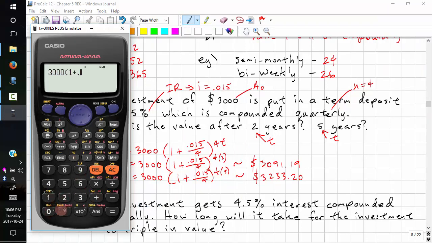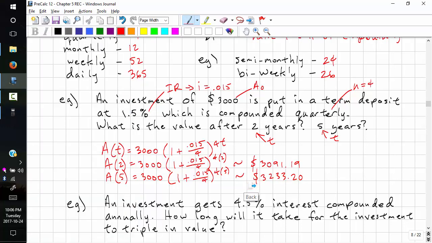3,001 plus 0.015 divided by 4 raised to the power of 8. That's correct. The other one, we'll just edit this and put in 20. And that's correct. That's rounded up. Don't forget your units for these problems. This is a dollar sign. We have a dollar sign here. We need a dollar sign there.